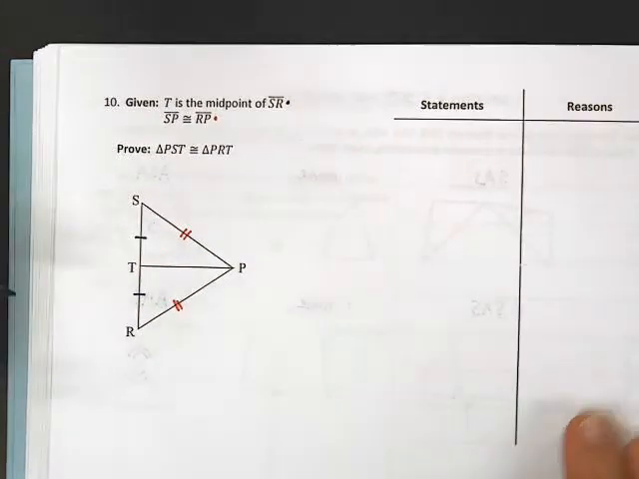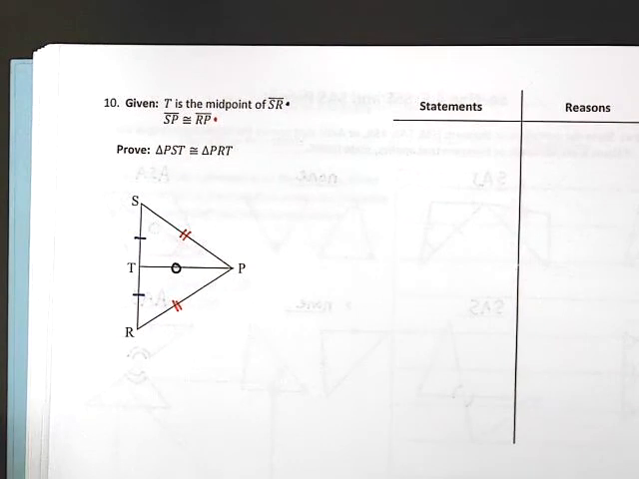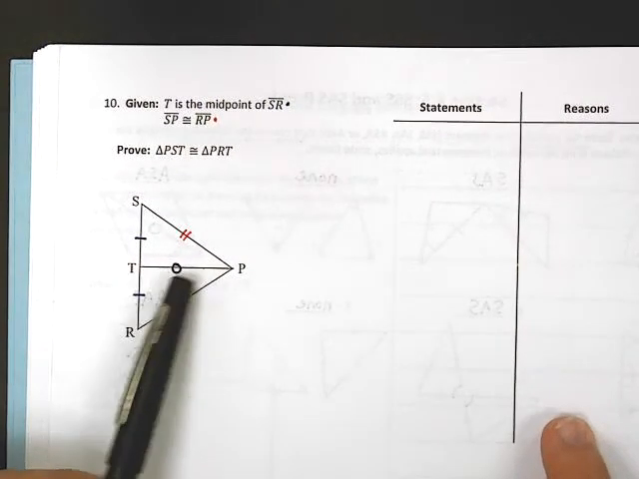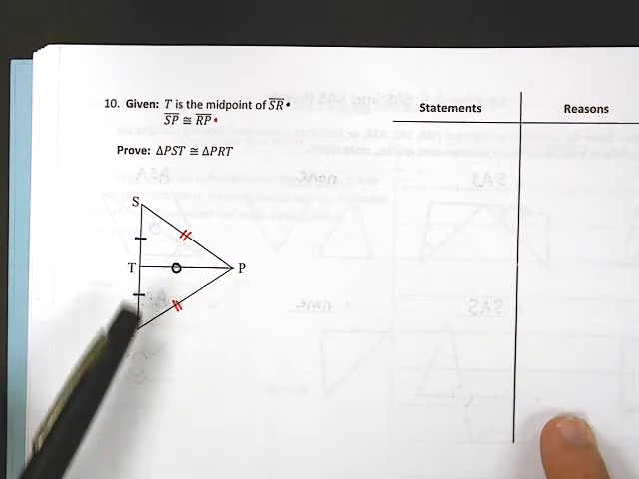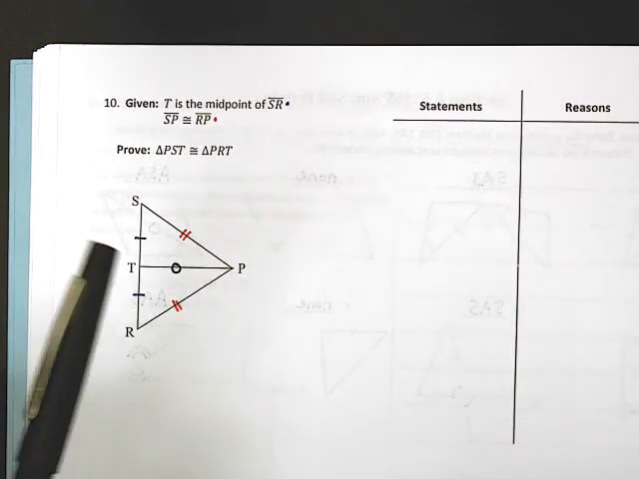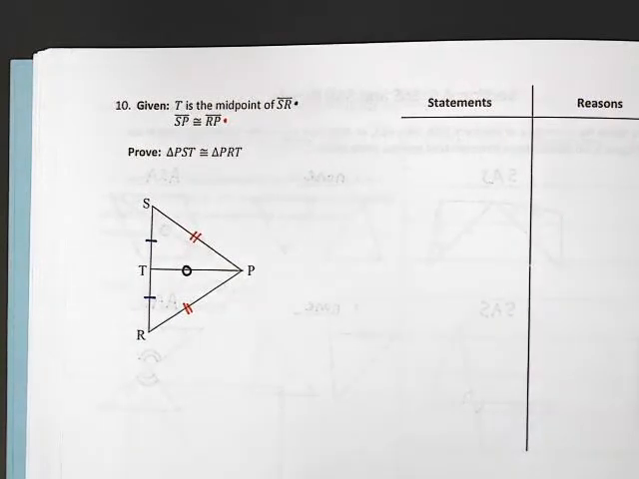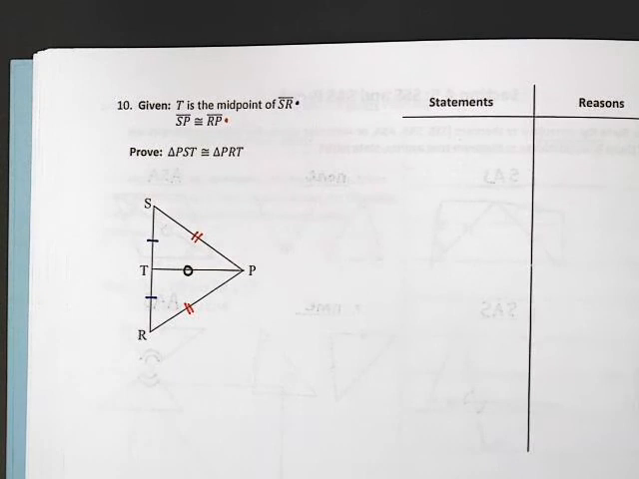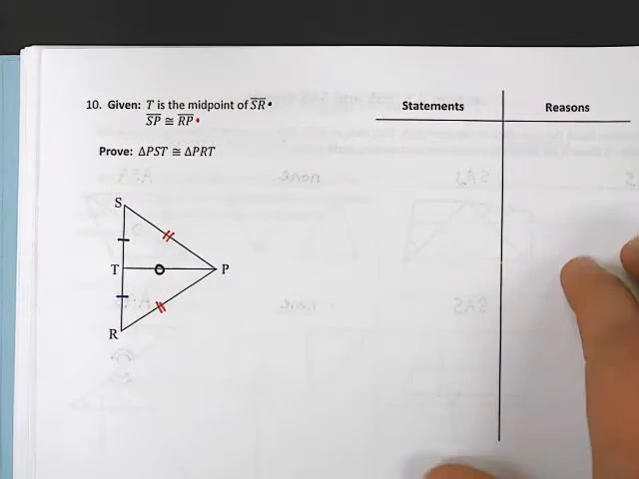Oh, I sure hope you're getting this. TP is going to be congruent to itself, right? That side is the same side in both this top triangle and the bottom triangle, so that you have to use the reflexive property for. Alright? So, let's start writing this proof. This one's going to be a little different. It's going to show you what you have to do because of this first given.